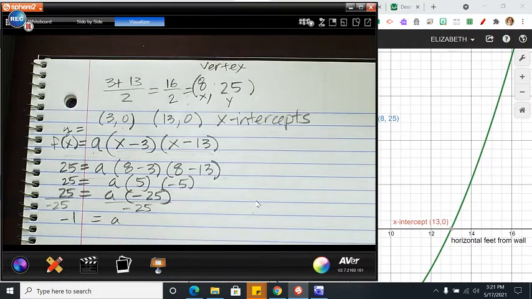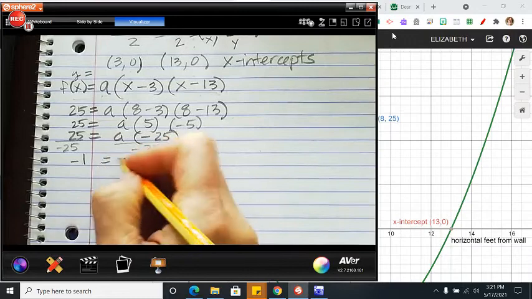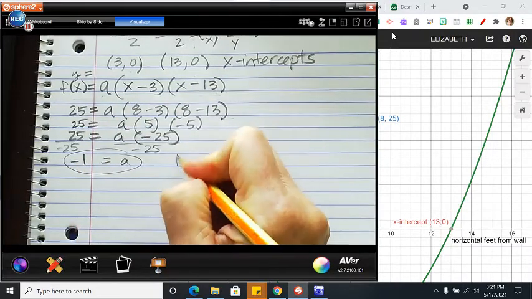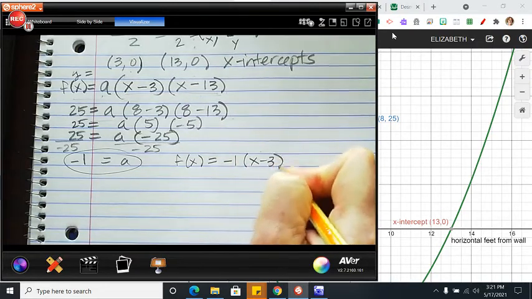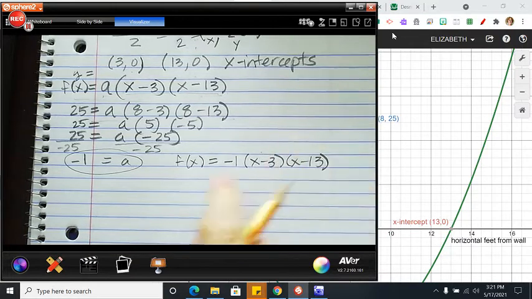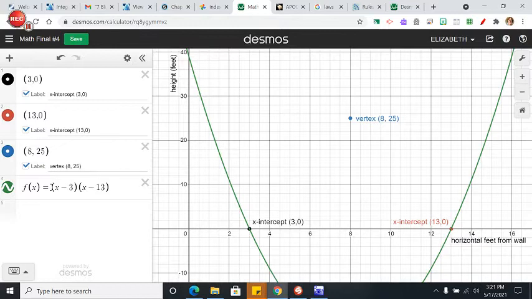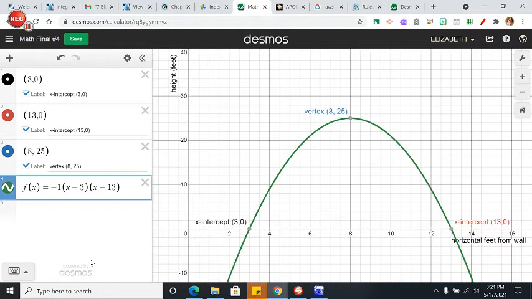So you probably could get that, just figure out what that value is from messing around with your graph in Desmos. But that would be a way to solve it algebraically. So then that's A, and this is my equation. So let's type that into Desmos. And it should go through your two x-intercepts and your vertex.